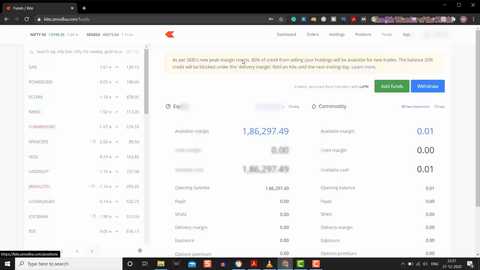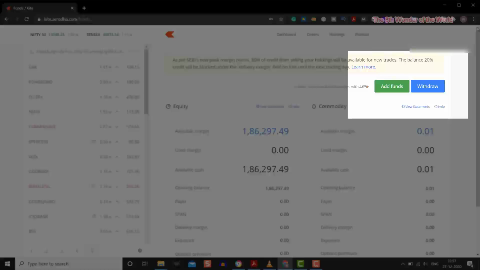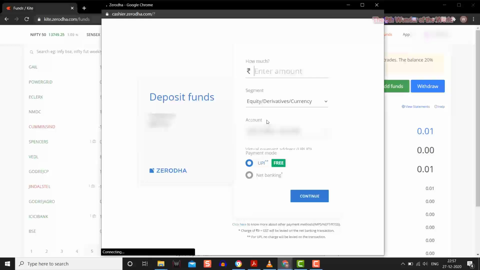So how do we add the funds? Click on the add funds on the right side, which is in green color. Now you see how much money to add. So add the money. You can add 500,000 or 10,000 rupees or any amount you allocated for investment.